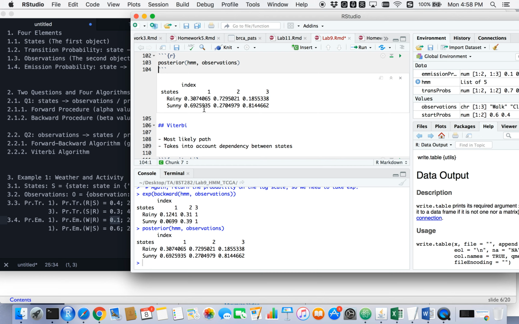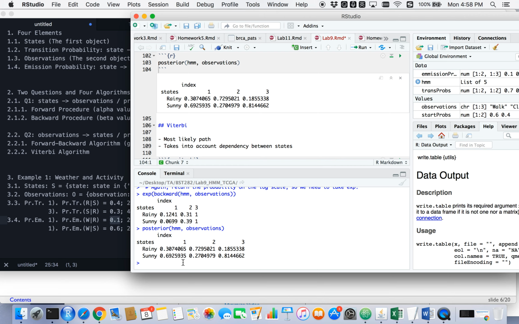So based on these results, for example, on Monday, the chance of being sunny is higher than the chance of being raining, so we would predict the first day as a sunny day. And on Tuesday, which is the second day, the probability of being raining is higher than the probability of being sunny, so we might predict the second day as a raining day. And for the third day, the probability of being sunny is higher than the probability of being raining, so we might predict the third day as a sunny day.